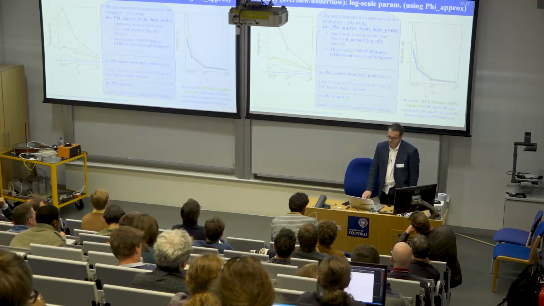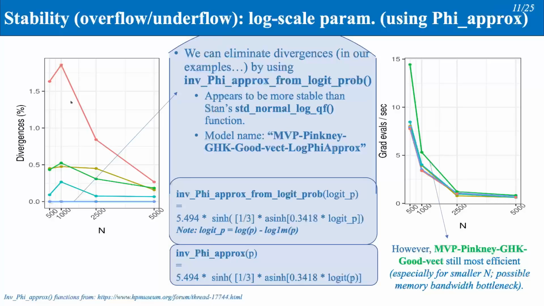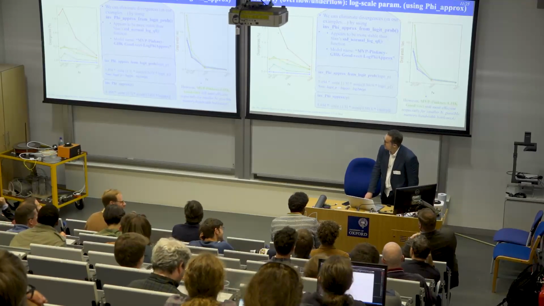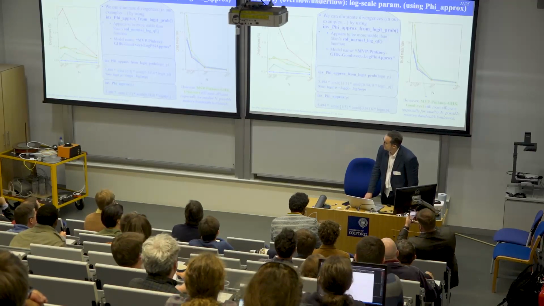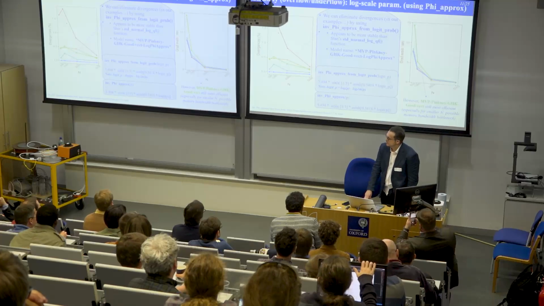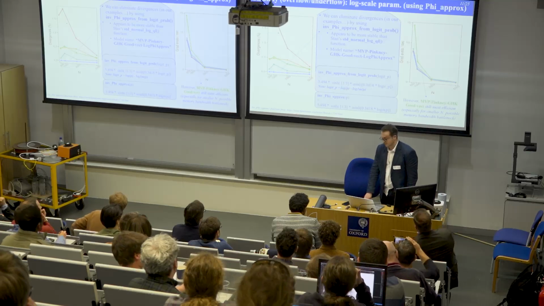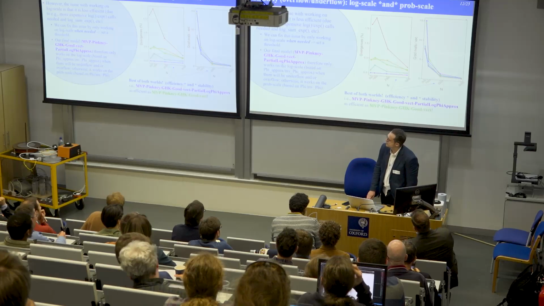I eliminated the divergences completely by using inverse phi approx function and phi approx, which I found on a very obscure forum about HP calculators. It's really weird to reference it, but it works really well. It matches the phi approx function exactly, so it's a really good inverse for it, and it's very stable. But it doesn't improve the efficiency issue because it uses sinh and asinh, so there's 2 logs and 1 exp in it, so it's got a lot of computation.